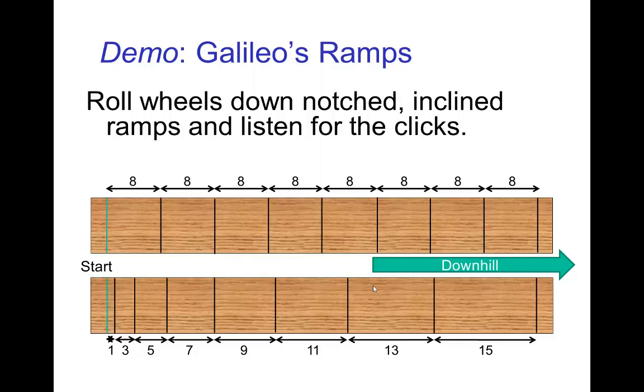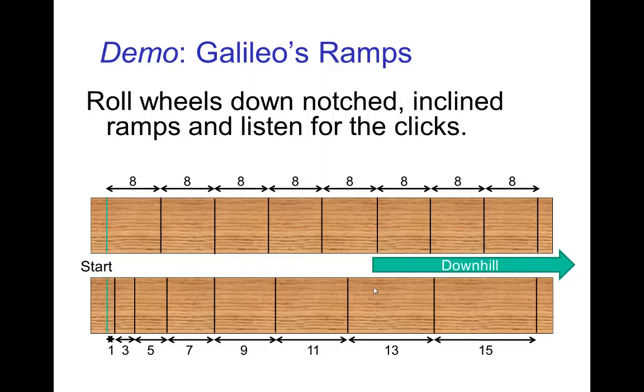Now, this result was actually discovered by Galileo using a rather ingenious experiment. He took some ramps and rolled wheels or balls down the ramp. And when he had a ramp that had notches that were evenly spaced, say every 8 inches, then when the ball went down the ramp, he would hear a click as it passed over each notch. But since the ball was going faster and faster, the clicks sounded something like click, click, click, click, click, click, click, click.